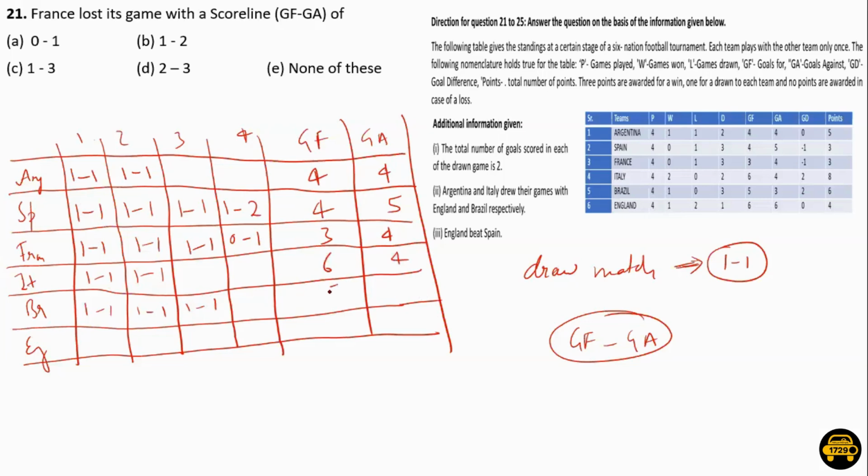Okay, total goals forward are 5 and against is 3. So of course the scoreline for this match will be 2-0, to make it 1, 2, 3, 4, 5, and 3 already we have. Now if we talk about England, we have 1 draw, that is 1-1. Total goals forward is 6 and goals against is also 6.